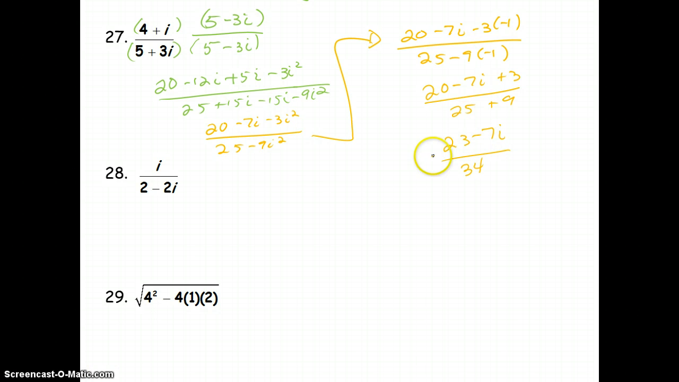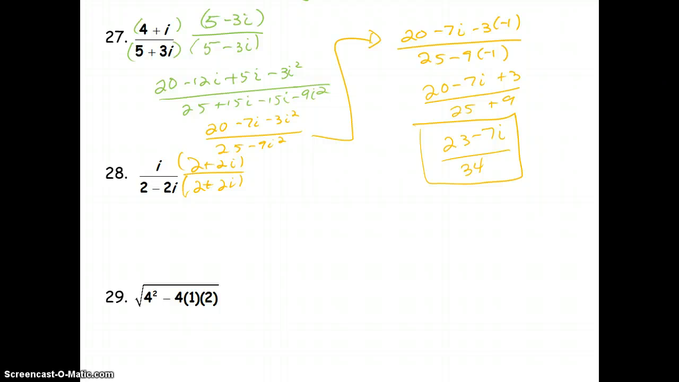At this point, we would want to look at the top and the bottom and see if there's anything that can factor out that can cancel. In this case, there is not. But if we could have taken something from the top and something from the bottom and reduced them, we definitely would want to do that at that point.